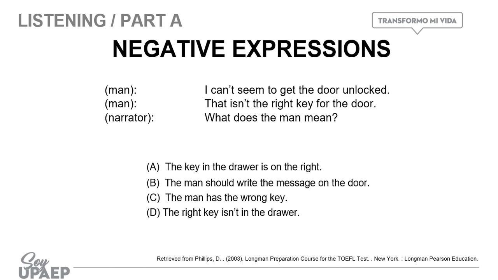So we have, I can't seem to get the door unlocked. That isn't the right key for the door. What does the man mean? Take a moment to decide what the answer for the question is. The answer for the question, what does the man mean, is the man has the wrong key. As I already said, it is very important that you understand the connotation of the negative, what the negative is trying to say. In this case, if that isn't the right key for the door, it means that the man has the wrong key.